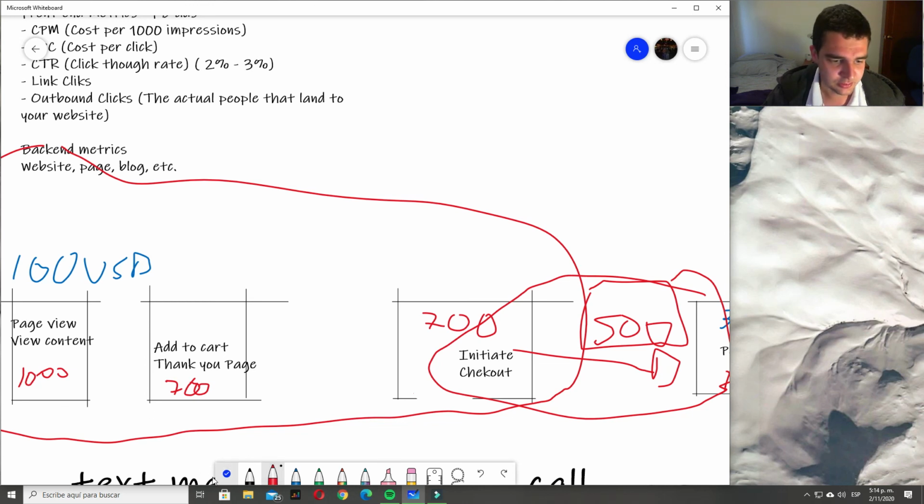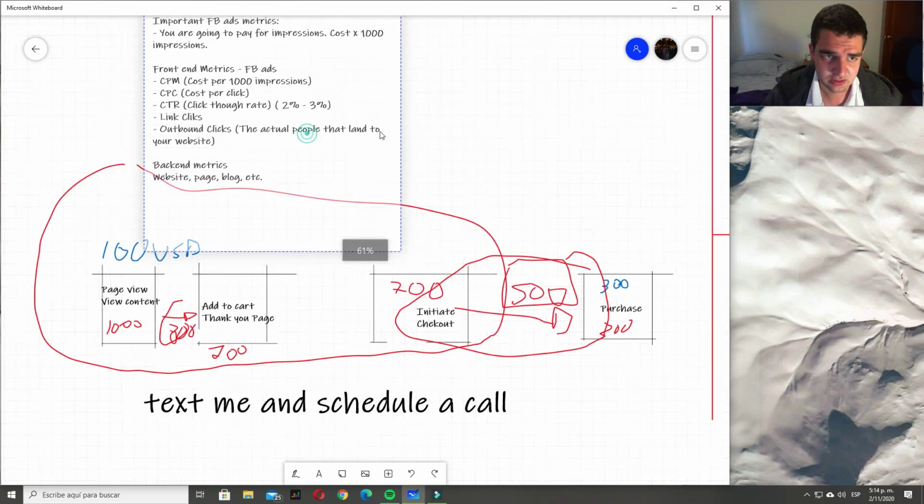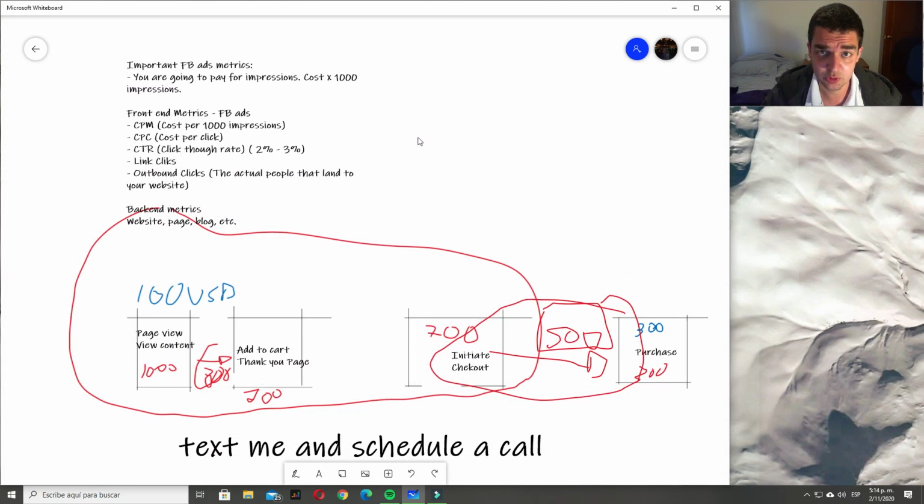Or it can happen another way. Maybe you are getting 1,000 page views, but you are getting just 200 add to carts. Just 200 people are adding the item to the cart, so you are losing 800 people here. So you understand that the problem might be here and might not be on the ad. This is something really important, and that's why I want you to understand it. Tomorrow we're going to see how this is going to help you know if you are profitable or not.